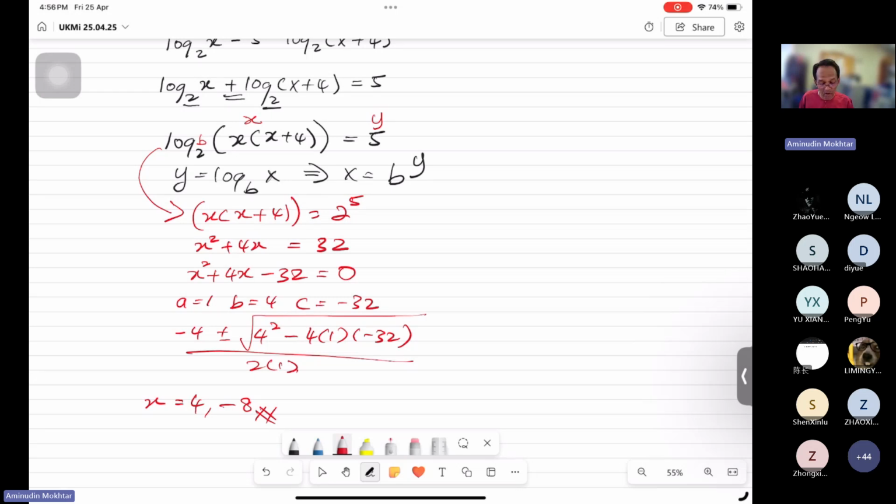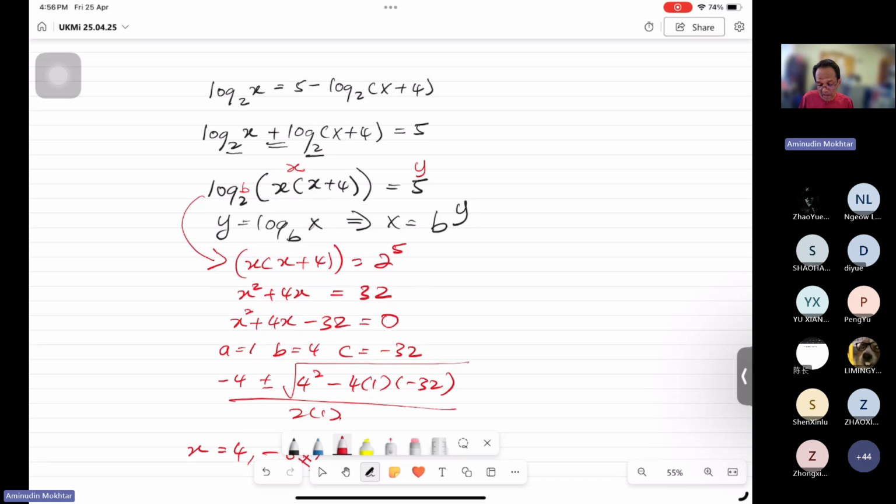Okay, that's one of the examples in my note. I hope you can do your revision and do your homework. If you have any question, you can ask me anytime on WhatsApp, or you can share with me your work. If you share your work, I will check it and give my comment whether your answer is right or wrong. Okay, I think that's all for today. Any question?